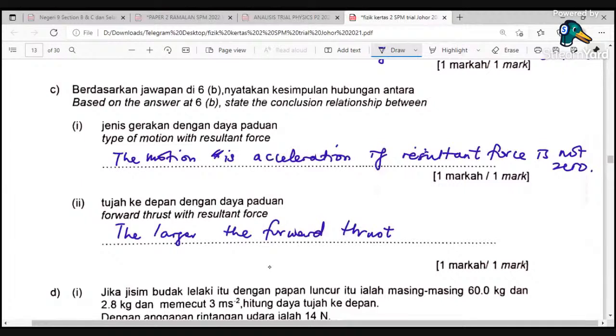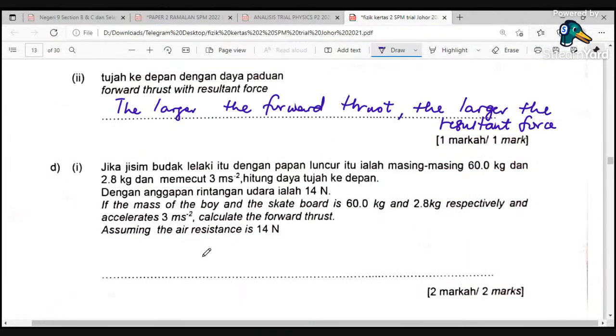For paper 2 laws are directly proportional, inversely proportional, which is right. Based on the diagram, okay, the larger the forward thrust, the larger the resultant force. Because resultant force equals to forward thrust minus resistance.